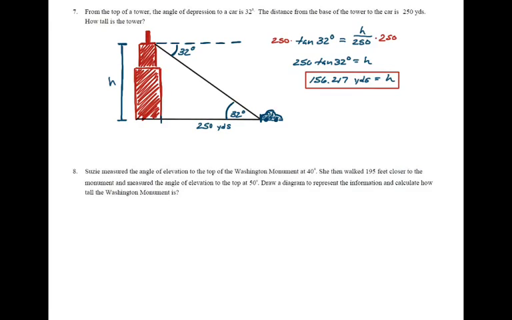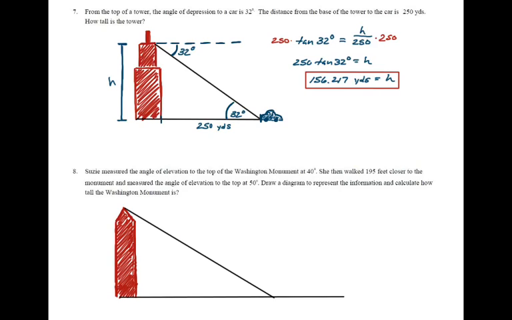And for the last example, example 8, we have Susie measuring an angle of elevation to the top of the Washington Monument at 40 degrees. She walks 195 feet closer to the monument and measures a new angle of 50 degrees. So the diagram is going to be similar to problem 6. I'm going to draw something like a Washington Monument here. Looks something like that. And we have 2 different angles of elevation, one at 40, one at 50. So the spot farther away from the monument should be the smaller angle, 40 degrees, and the spot closer to the monument should be 50 degrees.